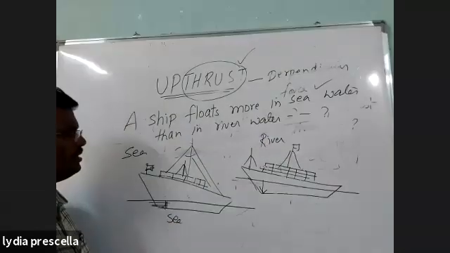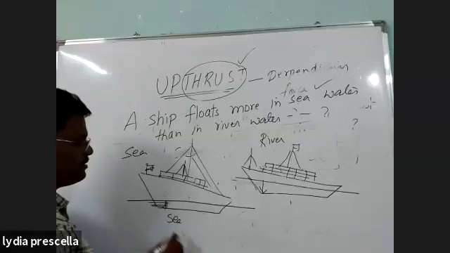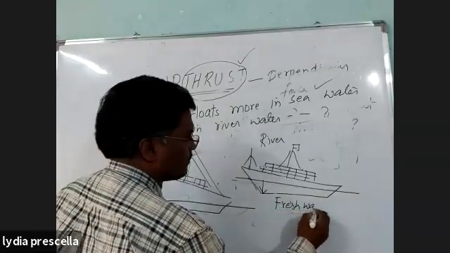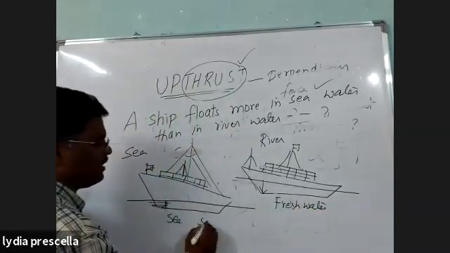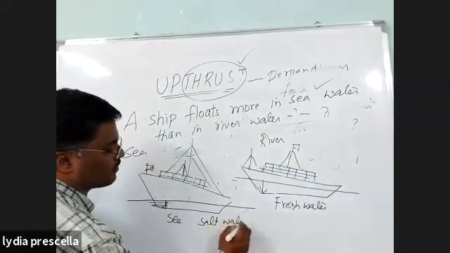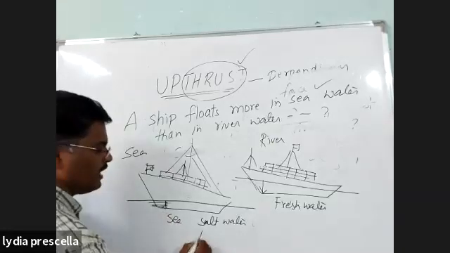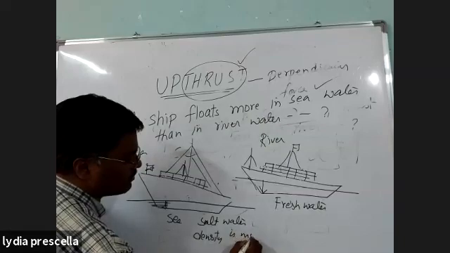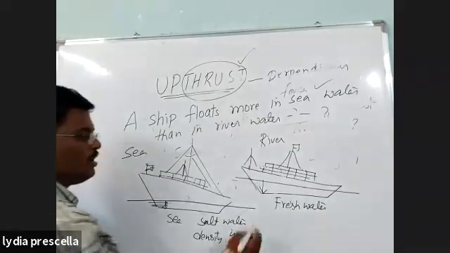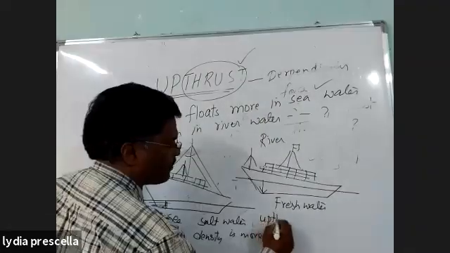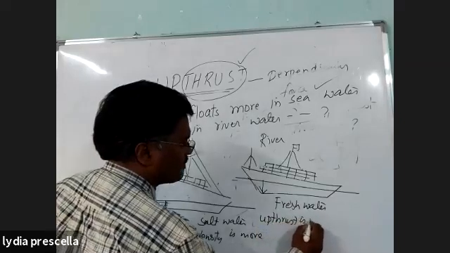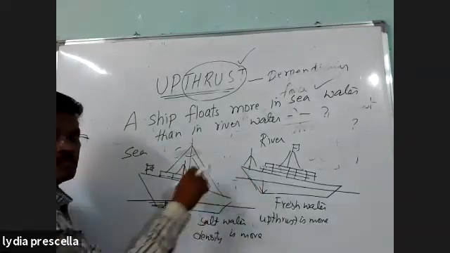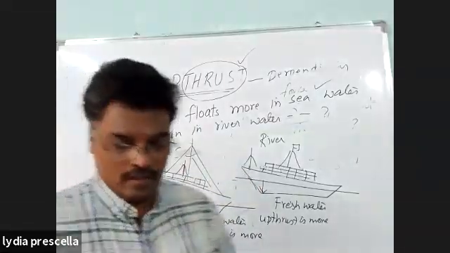This is the question asked. We know that river water is fresh water and sea water is salt water. And we know that the density of salt water is more. So upthrust is more. Upthrust is more, so it floats more. Here it floats less. This is the question.